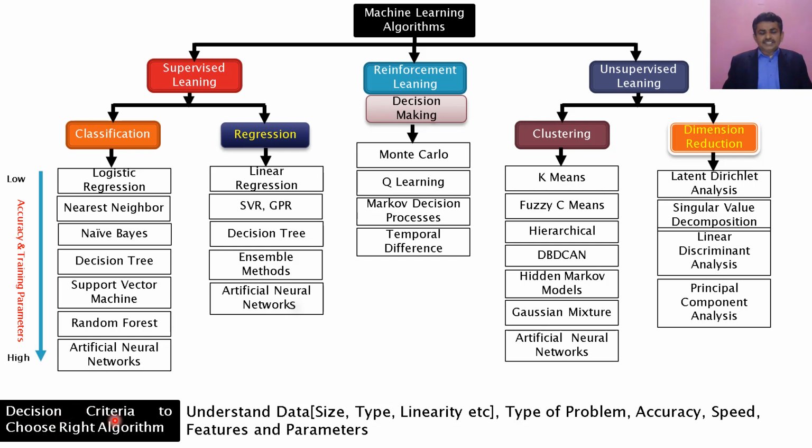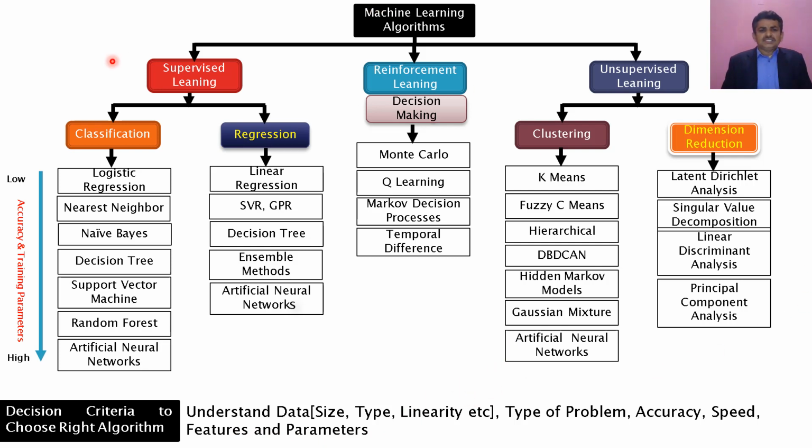Different decision criteria are used to choose the right algorithm. The criteria are: first, we have to understand the data. It includes the size of the data, type of the data, and whether the data is linearly separable or non-linearly separable. Then we have to look at the type of the problem, what is the existing accuracy of the problem, the speed of the model, and features and parameters.